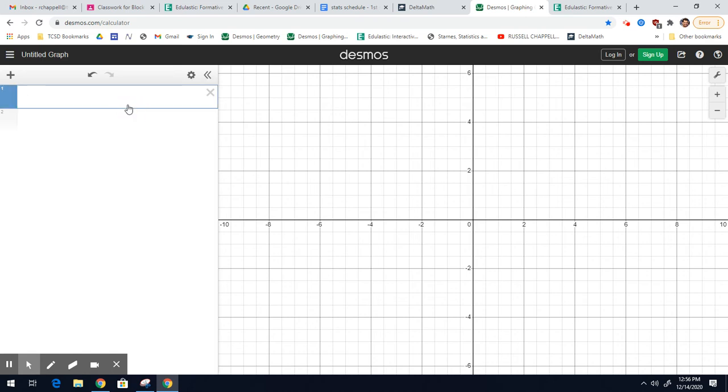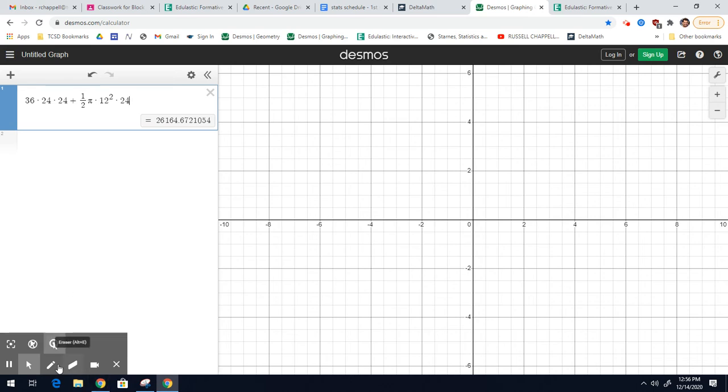All right, so here we go. We're going to take 36 times 24 times 24. That's the volume of the rectangular prism portion. And add 1/2 pi times 12 squared. No, capital, sorry, pi. 12 squared times 24. And it said round to the nearest cubic inch. So we're going to look at this. The 4 is where we round to. So look at the 6. And the 6 is going to round the 4 up to a 5.